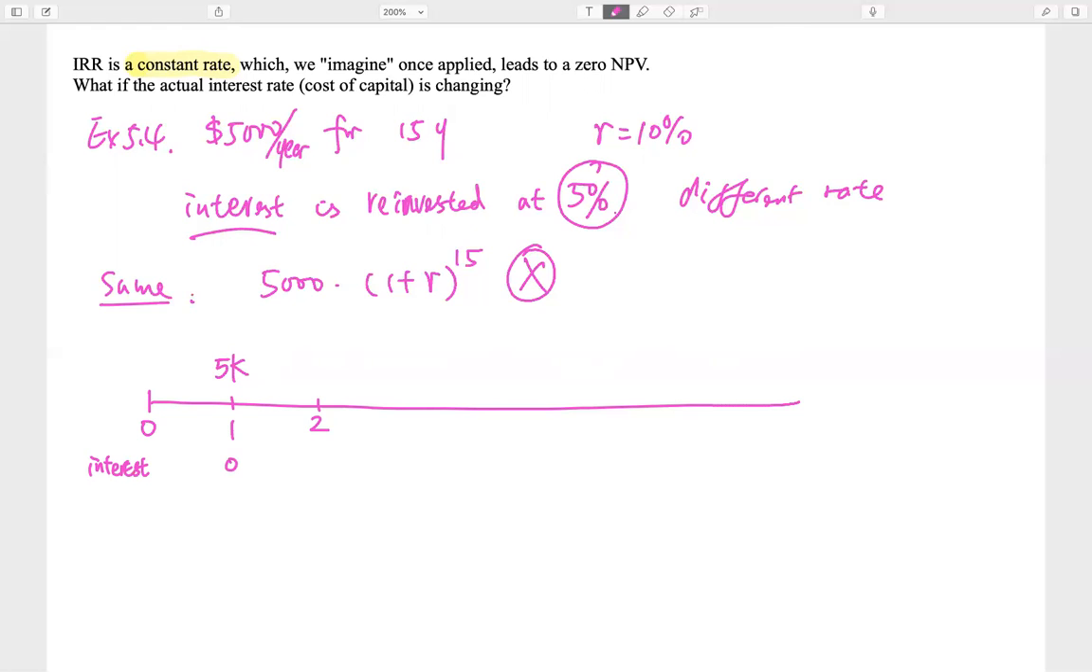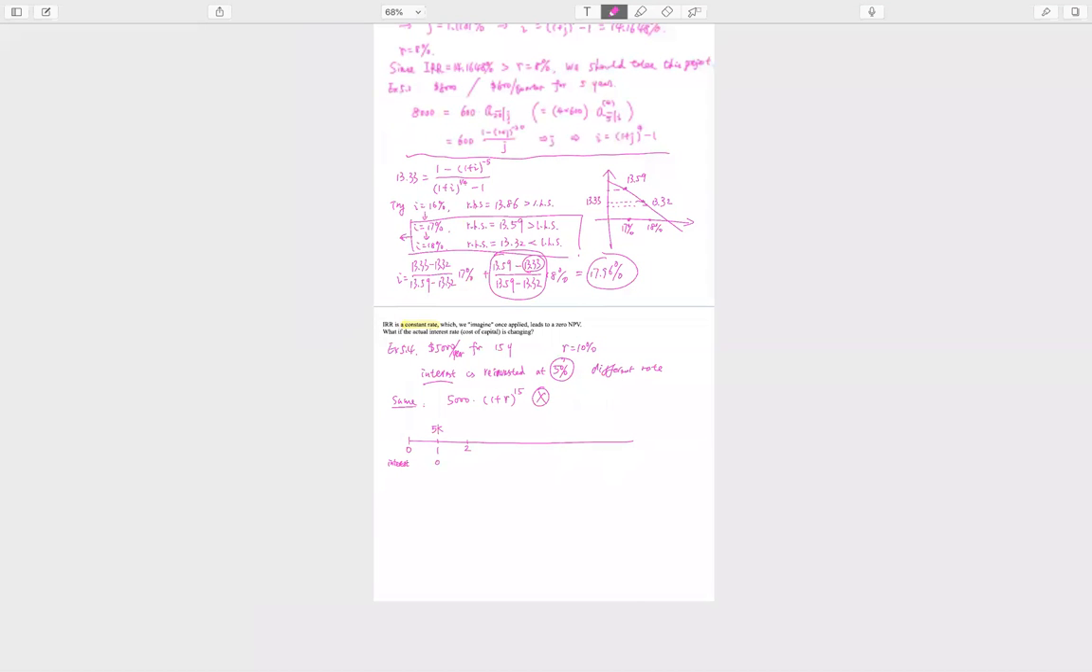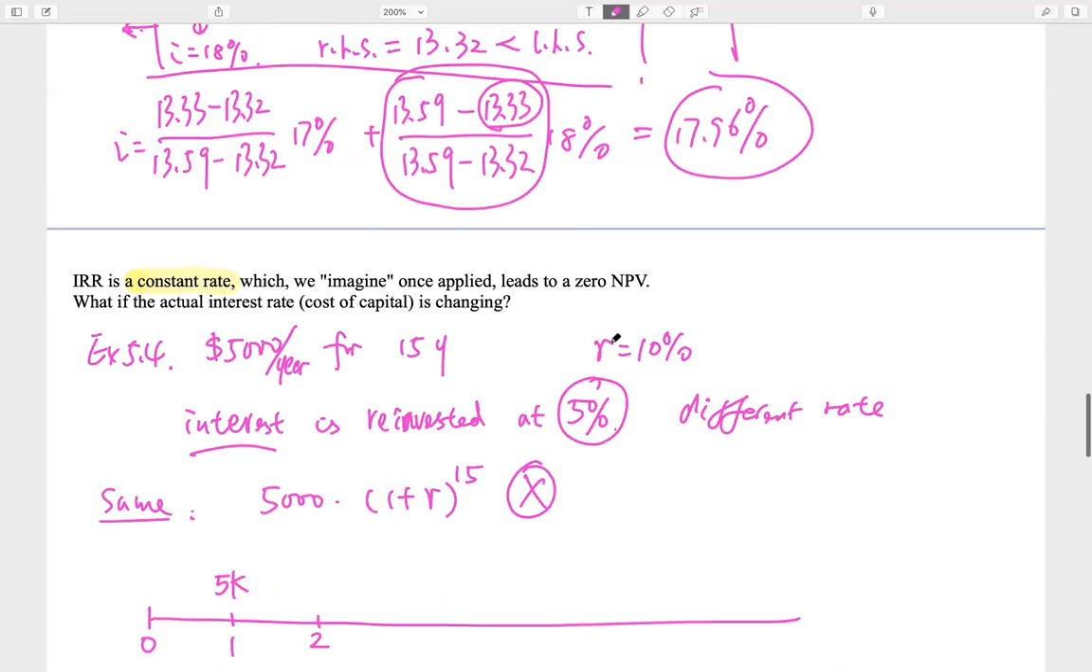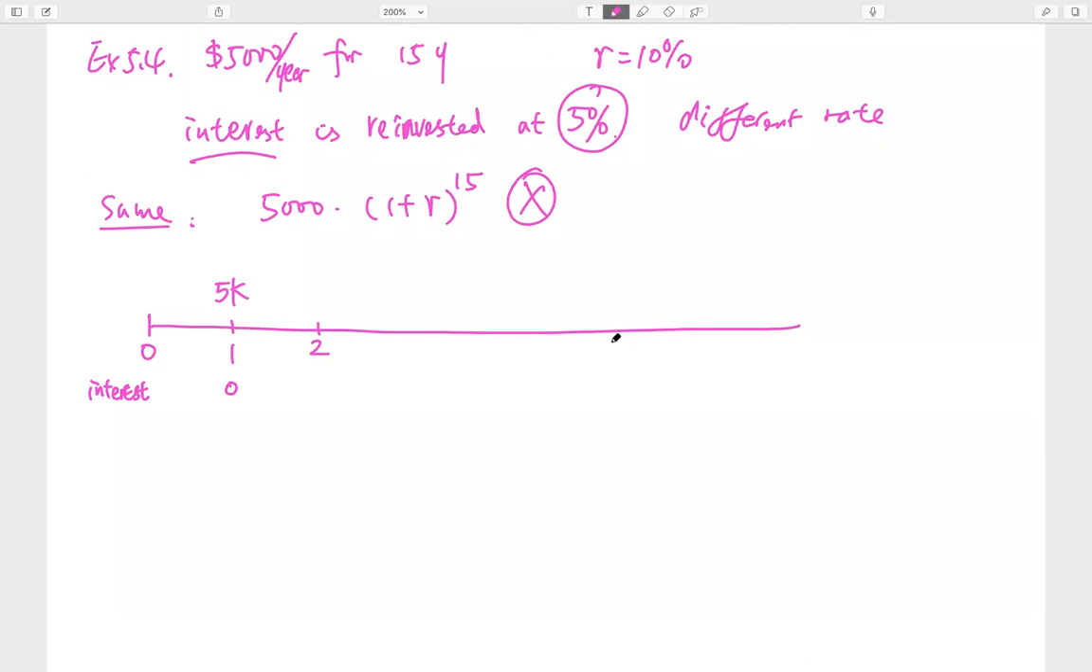Okay. In the second year, since there is 5,000 at the beginning, that will accumulate interest at 5%. So it would be not 10%, not 5%, excuse me, 10%. So that means at the end of year 2, she would get 500 as interest. This is the interest.